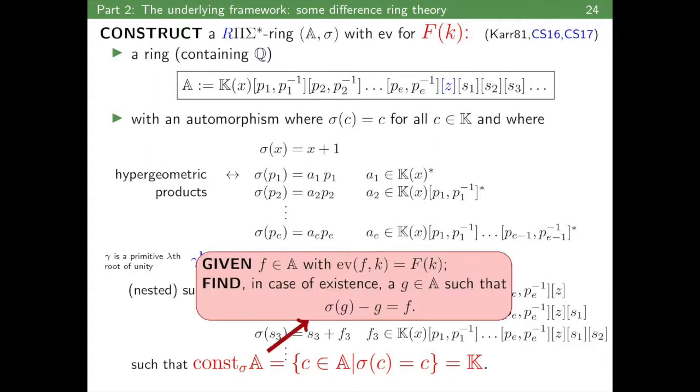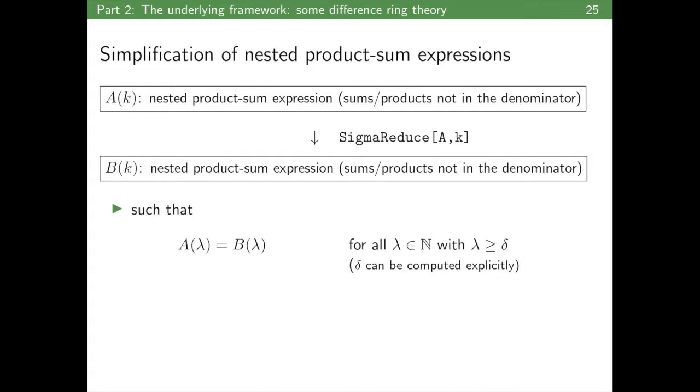And therefore I can solve the telescoping problem. Okay, so now you have seen in the beginning sigma reduce. I applied sigma reduce. So I had an input expression in nested product sum expression, and the output was a nested product sum expression. And well, the property is A equals B. The input expression should evaluate to the same as the output expression. Otherwise it would not be a simplification.